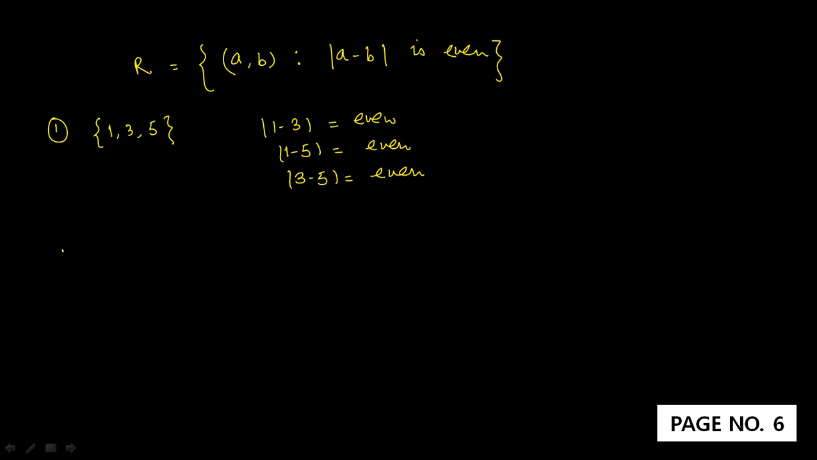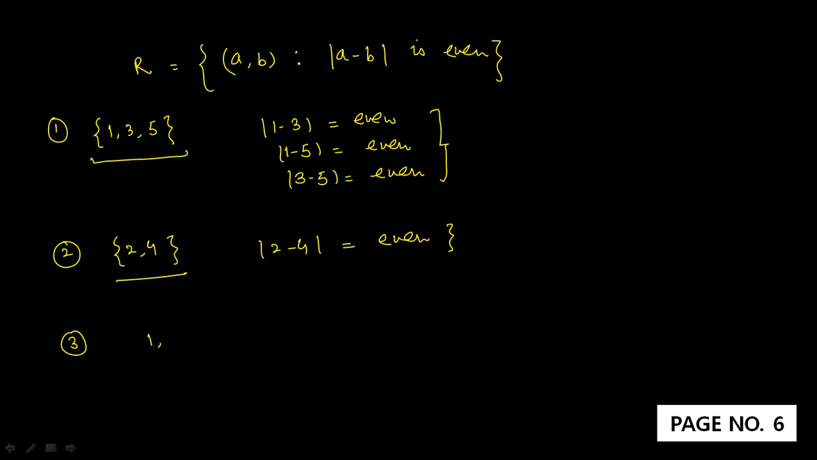Now what about the second case? It means if I am writing the result using 1, 3 and 5, all the answers are even. If I am using 2, 4, 2 minus 4, the answer is again even. Now what about the third condition? The elements 1, 3 and 5 and the elements 2, 4.